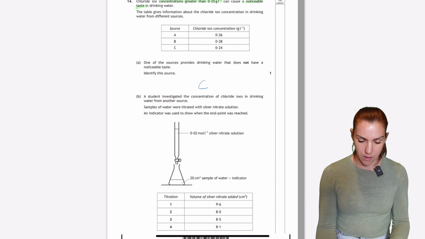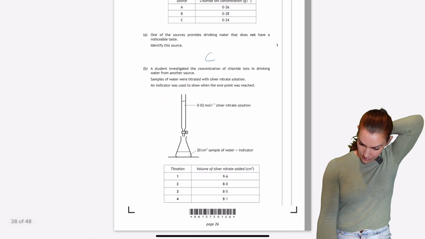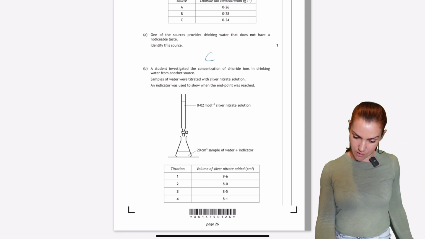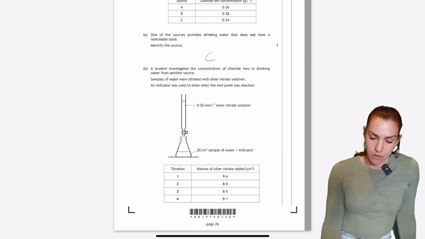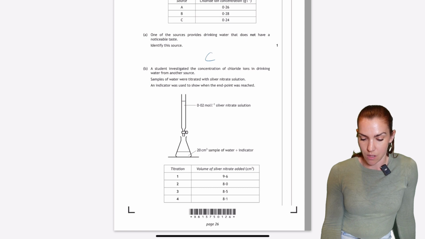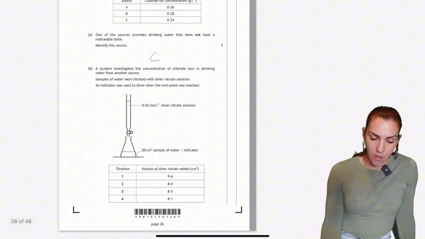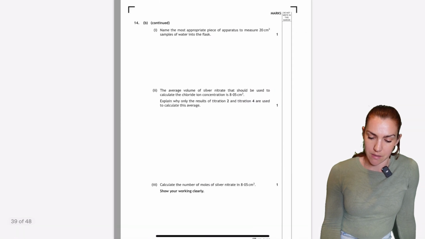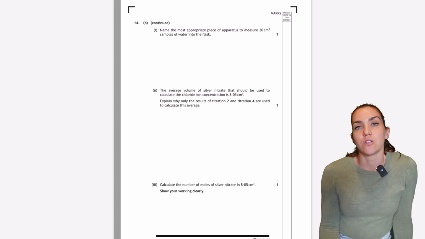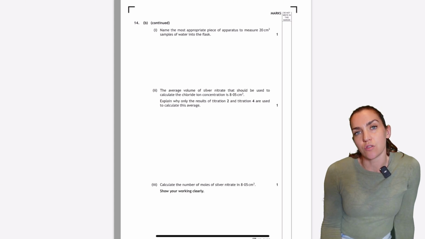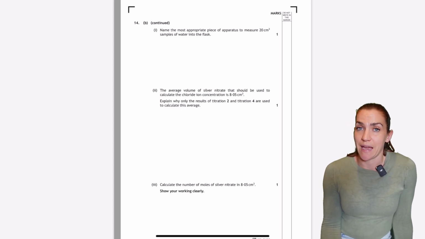Then we've got a titration. So a student investigated the concentration of chloride ions in drinking water from another source. Samples of water were titrated with silver nitrate solution. An indicator was used to show when the end point was reached. Name the most appropriate piece of apparatus to measure 20 centimetre cubed samples of water into the flask. So if we're measuring out any samples, the best thing to ever use is a pipette.